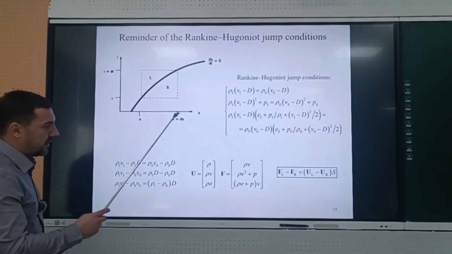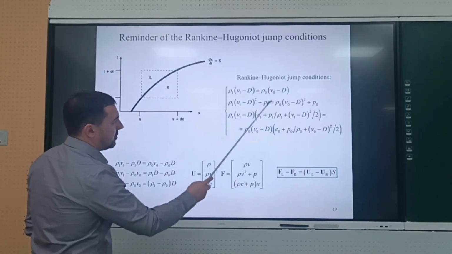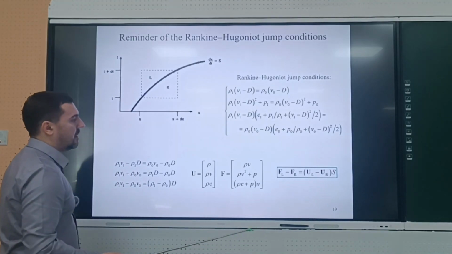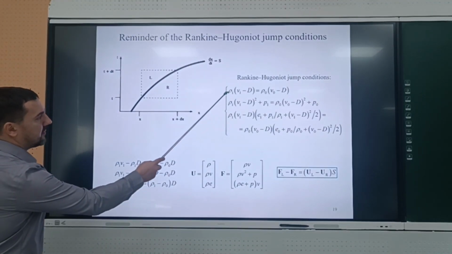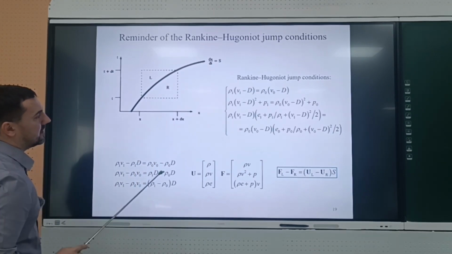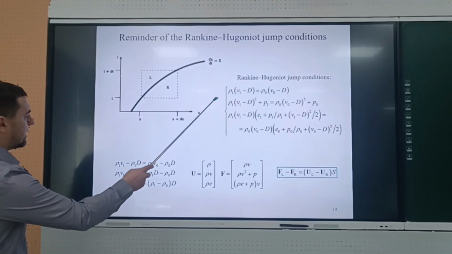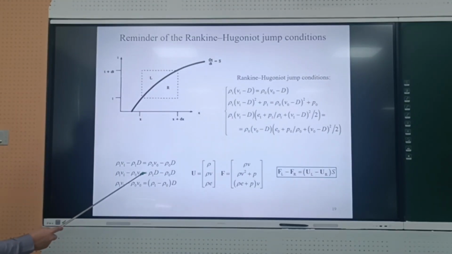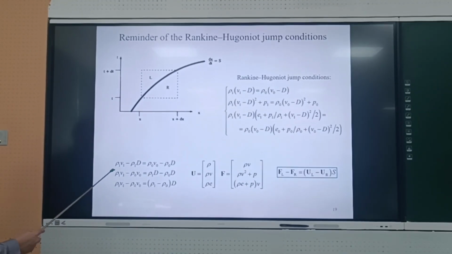And I told you that it's possible to rewrite these equations in the following form, using vector form. Why is it so? For example, consider this first equation: rho1 times (v1 minus D), where D is the velocity of discontinuity propagation. Let's expand the parentheses here to the left and to the right, then collect the terms with v in the left-hand side and with D in the right-hand side, and then factor out D, and we'll get this equation.